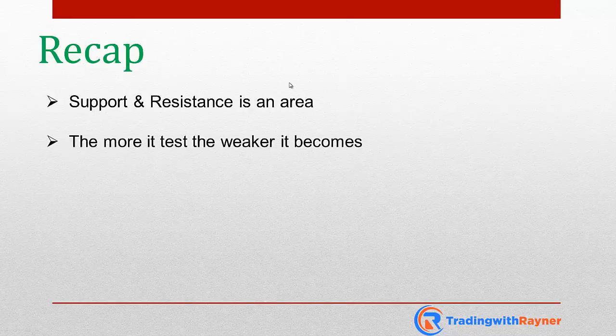And also I talked about how the more times support and resistance get tested, the weaker it becomes, because the orders in the markets get filled. And once all the orders are filled, there are no more orders left to act as a barrier in the market. So what happens is that the barrier will break. So this is why your support and resistance tends to break after multiple tests.